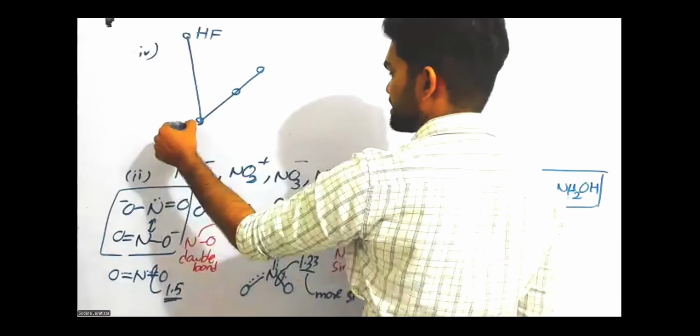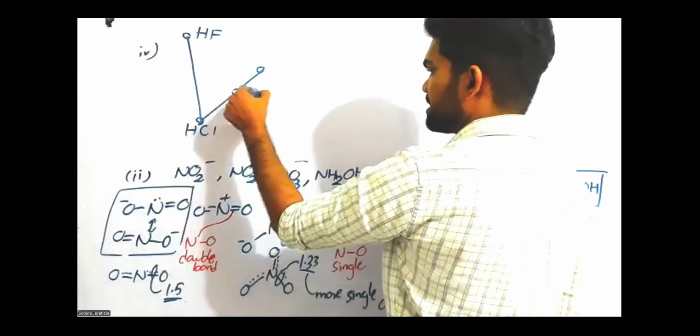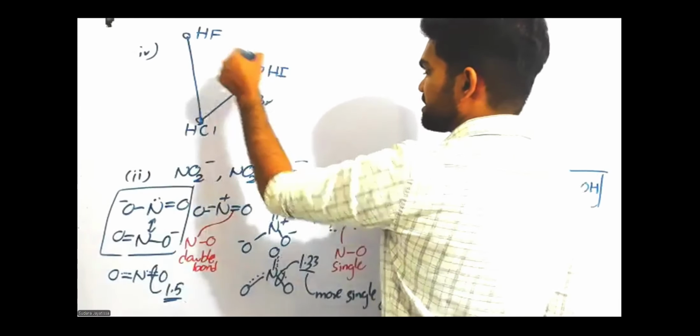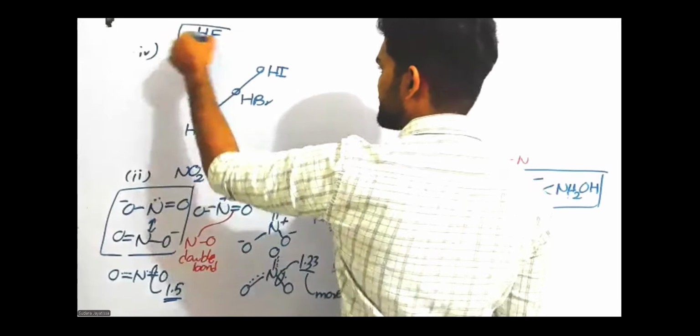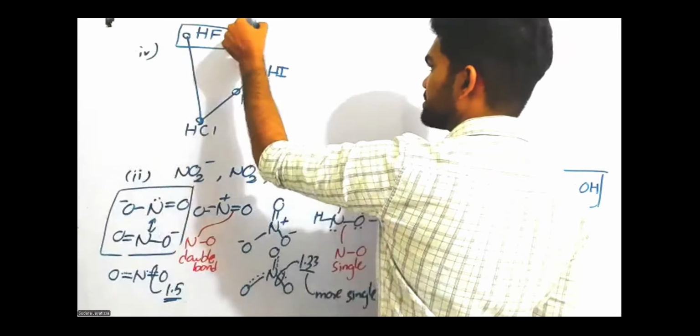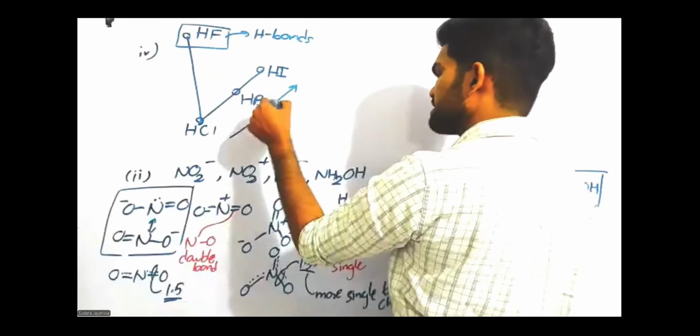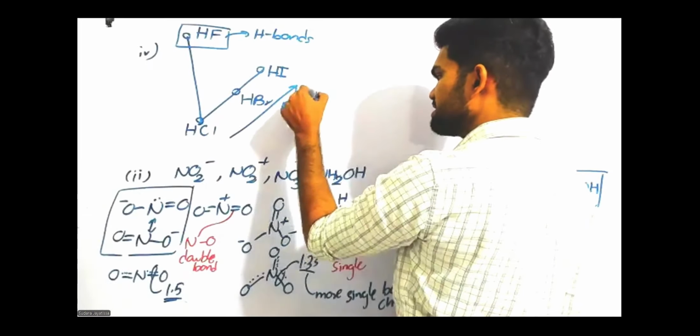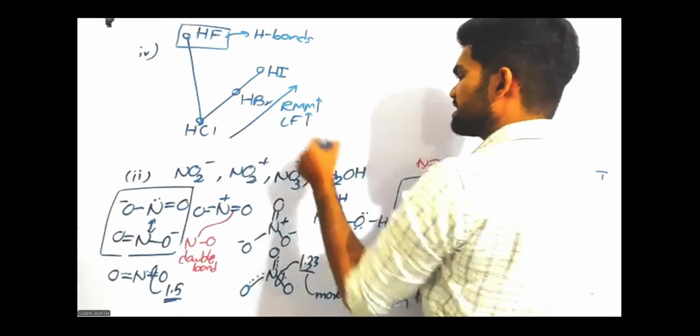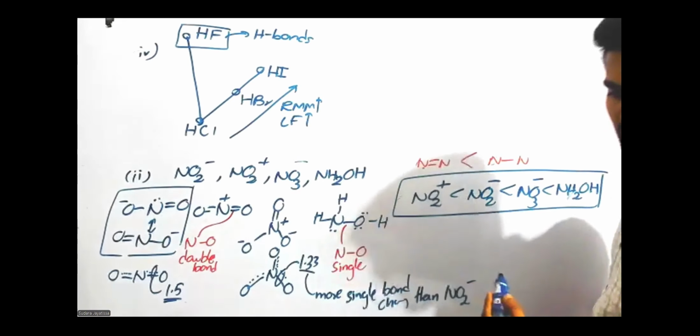HF, HCl, HBr, HI. HF has an unexpectedly higher boiling point due to hydrogen bonds. The others are not forming hydrogen bonds. Since their relative molecular mass increases, their London forces increase. That's why the boiling point gradually increases.